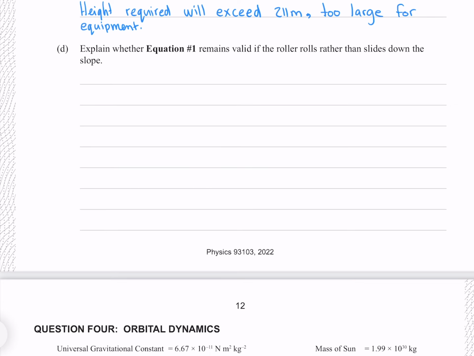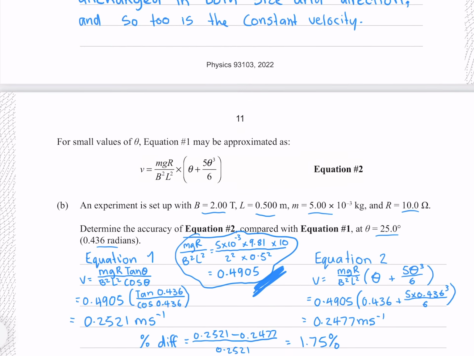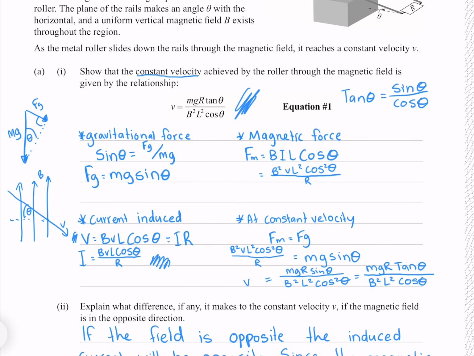Explain whether equation 1 remains valid if the roller rolls rather than slides down the slope. When the roller slides, it has kinetic energy, and when it rolls, it has rotational kinetic energy. And so we have our linear kinetic energy being sapped by our rotational kinetic energy, but equation 1 does not depend on the balance of our energies, it depends on the balance between our forces.